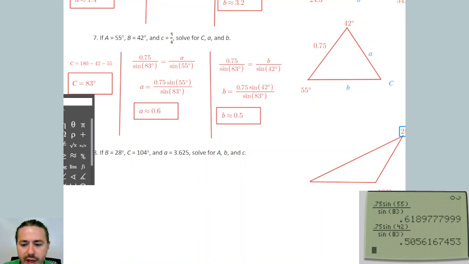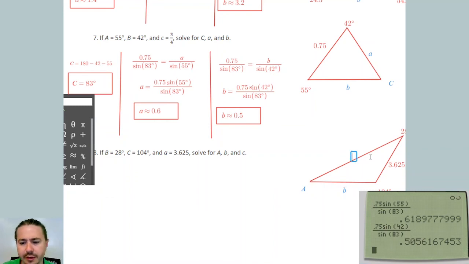Angle B is 28 degrees. Side A is going to be 104. Oh, no, I'm sorry. It's 3.625. Wow, going wild with the decimals there. And then so what we need is angle A. We need side B, which is this side right here, and we need side C.